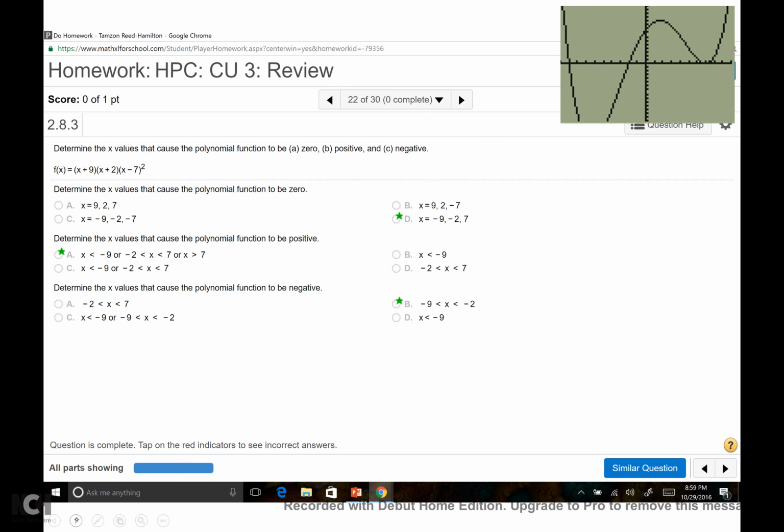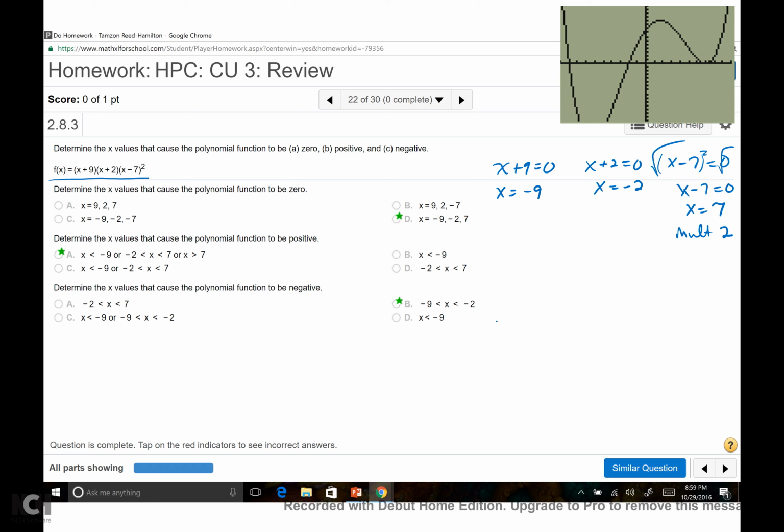Alright. It says determine the x values that cause the polynomial function to be 0, positive, and negative. What you do, if it's already in factored form, that is nice for me. So I have x plus 9, I'm going to get my zeros. x plus 9 equals 0, x plus 2 equals 0, x minus 7 squared equals 0. So this one's going to give me x equals negative 9. This one's going to give me x equals negative 2. Square root both sides, I get x minus 7 equals 0, so x equals 7. But that's going to be multiplicity 2.